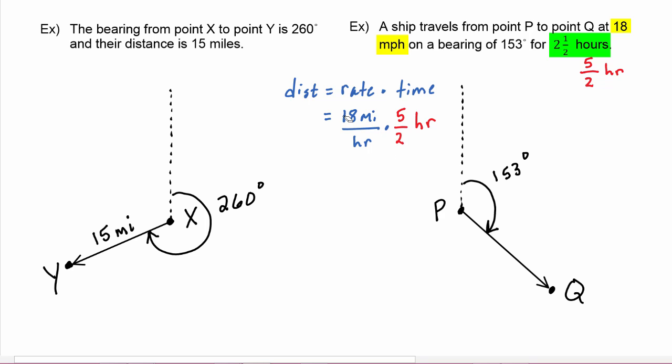2 goes into 18 9 times. 9 times 5 is 45. Now when we look at our units, the hours in the denominator will cancel with the hours in the numerator, and we are left with miles. So we can put that on our picture.